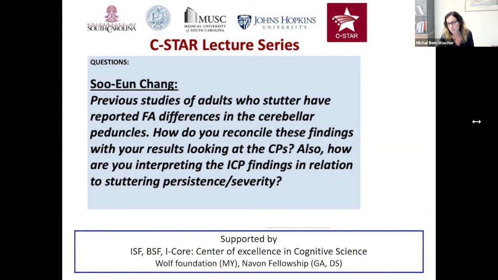So in answer to the second question, how am I interpreting the ICP finding in relation to stuttering persistence or severity? Which findings in particular?